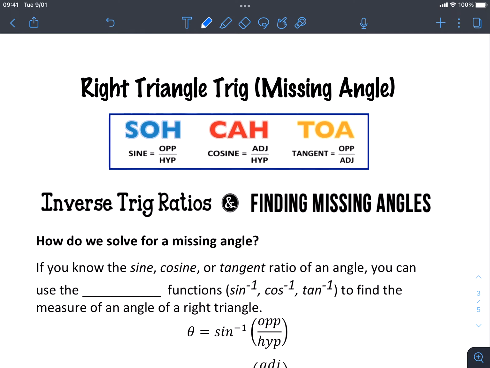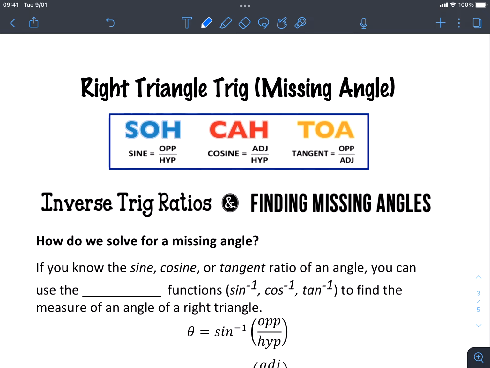Okay, so here is the second portion of concept one, dealing with the trig ratios, but specifically finding a missing angle. In order for us to do that, we need to use the inverse trig ratios, or the arc. Well, in the calculator, it'll say arc anyways. The inverse functions of sine, cosine, and tangent.